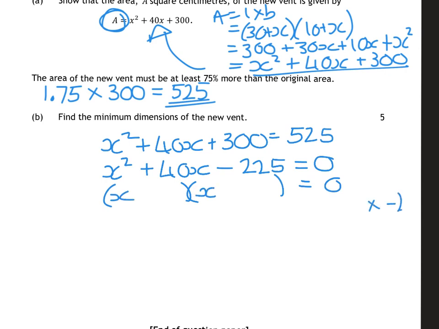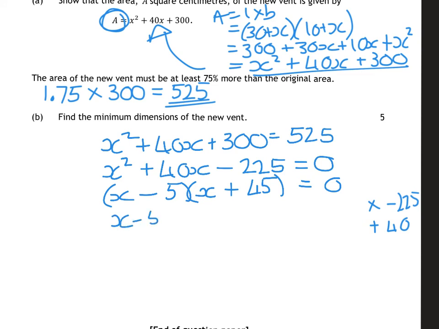So I'm looking for numbers that go into 225 that add to 40. I'm thinking it's something to do with the number 15. 15 and 15 is 225. 25 and 9. 5 and 45 work. 5 and 45 multiply to 225. If I do 45, take away 5, that'll give me the 40.